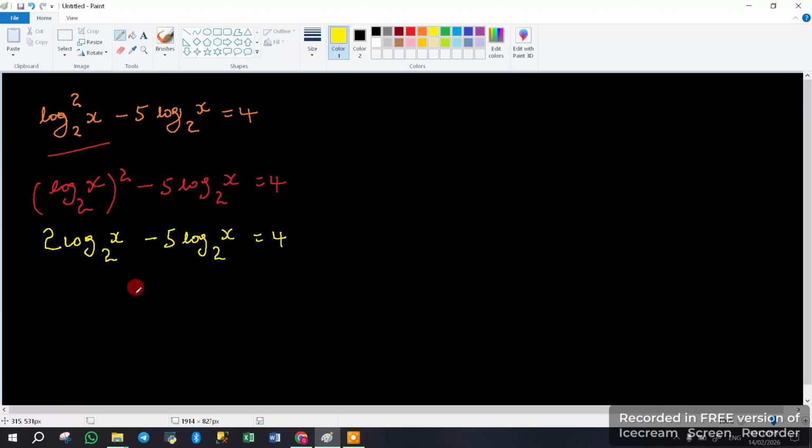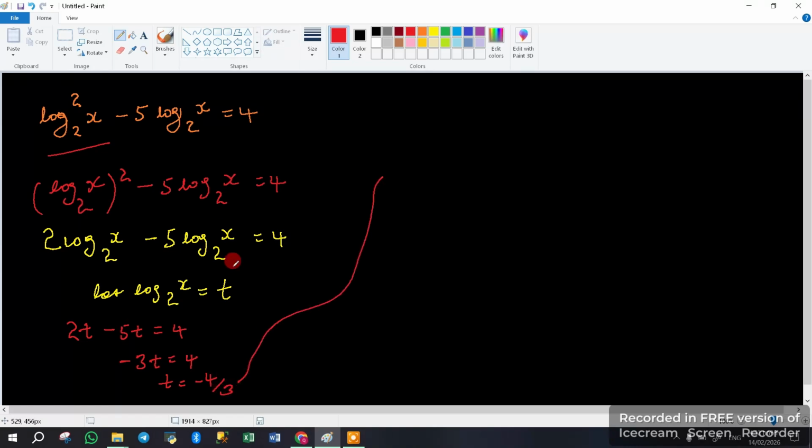So here, let us make log x base 2 equal to t, and then we can write it as 2 times t minus 5 times t is equal to 4, right? Then it will be minus 3t is equal to 4, t is equal to minus 4 over 3.